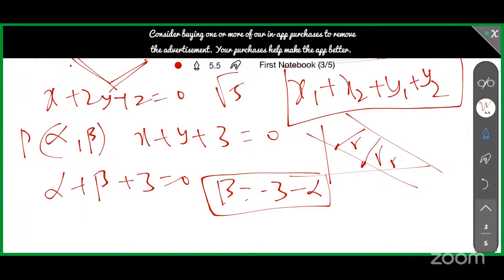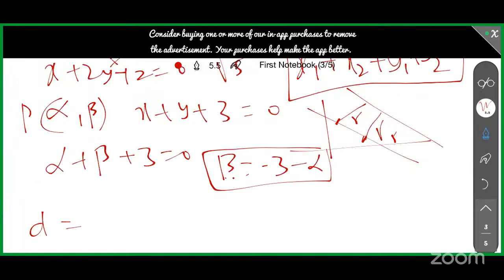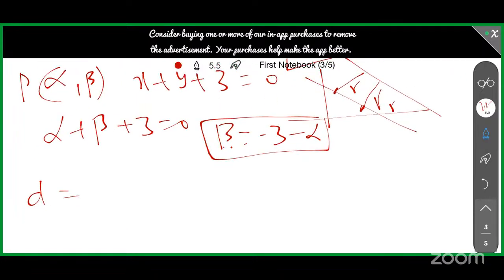So beta value is equal to minus 3 minus alpha. So now I got this point. They have given the distance of a point to the line. Now I have got alpha and beta as my point: alpha is equal to alpha, beta is equal to minus 3 minus alpha. From this point to the line x plus 2y plus 2 is equal to 0, the distance is root 5. So we will take that one.